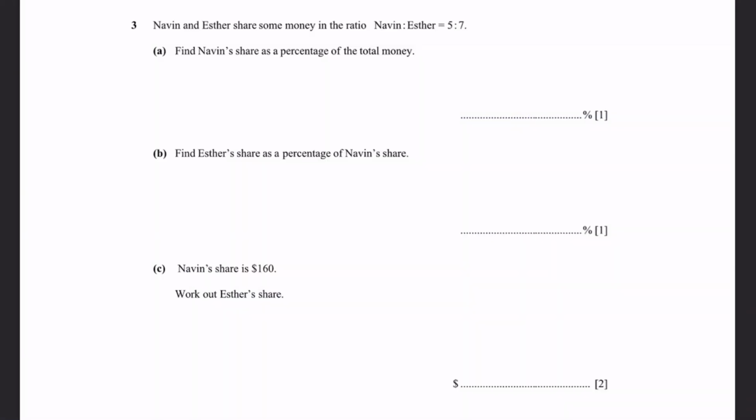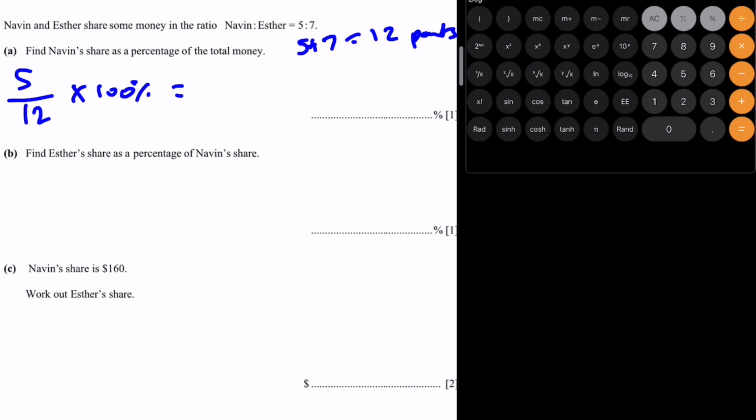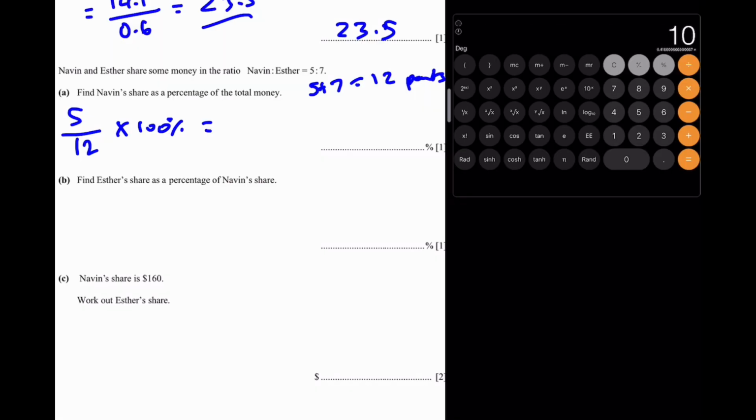Now to question 3. Naveen and Esther share some money in the ratio Naveen to Esther is 5:7. Part A. Find Naveen's share as a percentage of the total money. Well, the total is 5 plus 7, which is 12 parts. So Naveen gets 5 parts out of 12. So 5 over 12 multiplied by 100% for a percentage. And you can do this with a calculator. 5 over 12 times 100 is 41.7%.